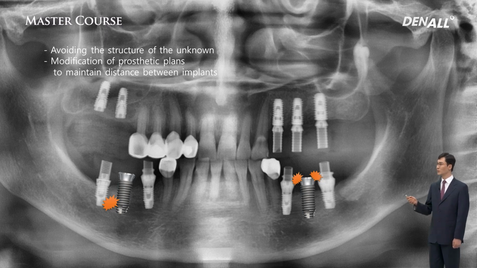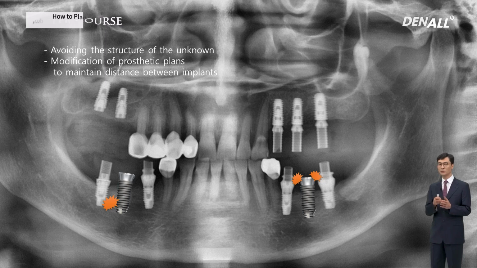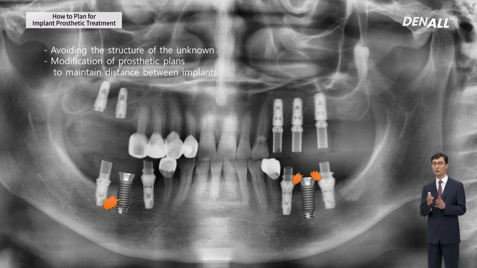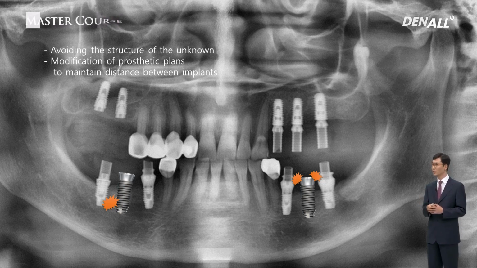In the case of lower left, if I had placed in number 36, then I would have had to place 3 implants very close to each other. In this case, it would have been extremely difficult to secure inter-implant distance. Therefore, I skipped an implant in the middle and did fixed partial denture by placing implants in number 5 and 7.